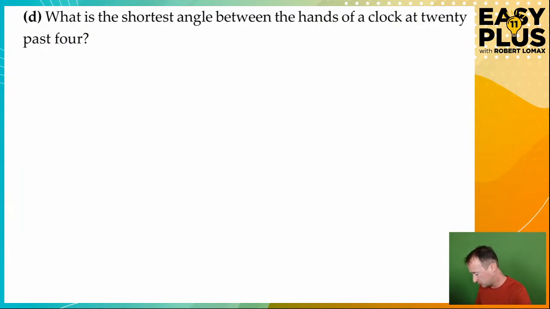What is the shortest angle between the hands of a clock at 20 past 4? What do we mean by the shortest angle? Well, if I just draw an arbitrary angle here, there are actually two angles here.